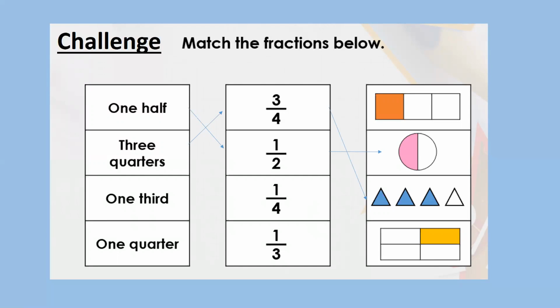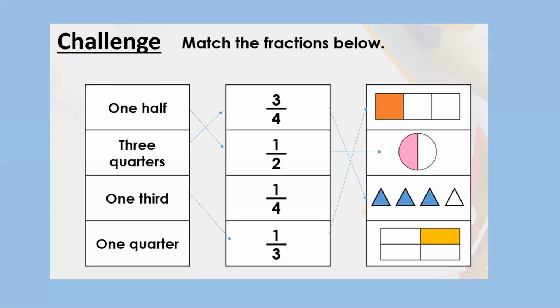I then have 1/3, so this means I've got 1/3, which links to my bottom fraction there. And now for my picture, I need to find a picture that shows only 1 out of 3 are coloured in. And I'm sure you noticed that it was the top picture. I've got 3 squares and only 1 of them is coloured in.